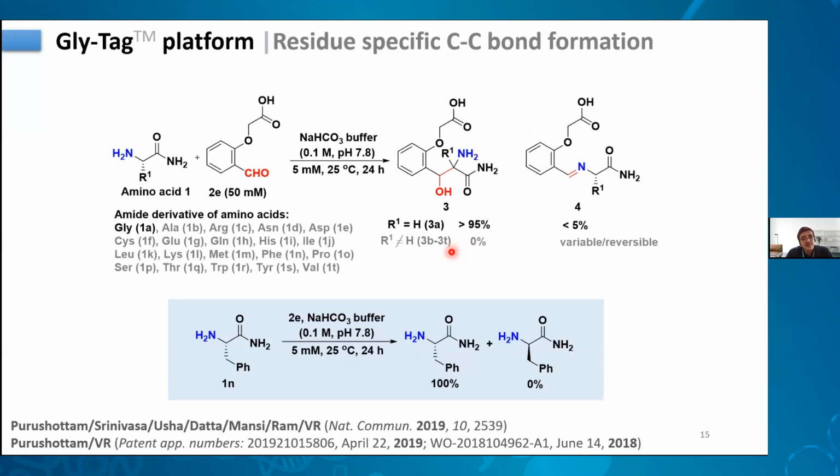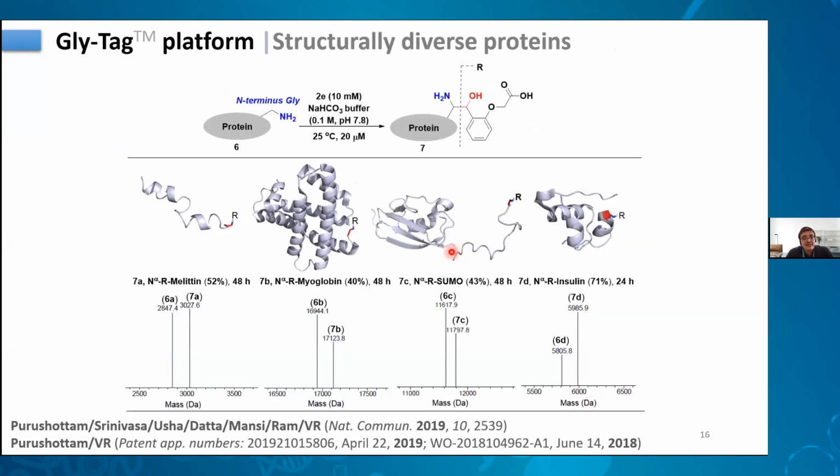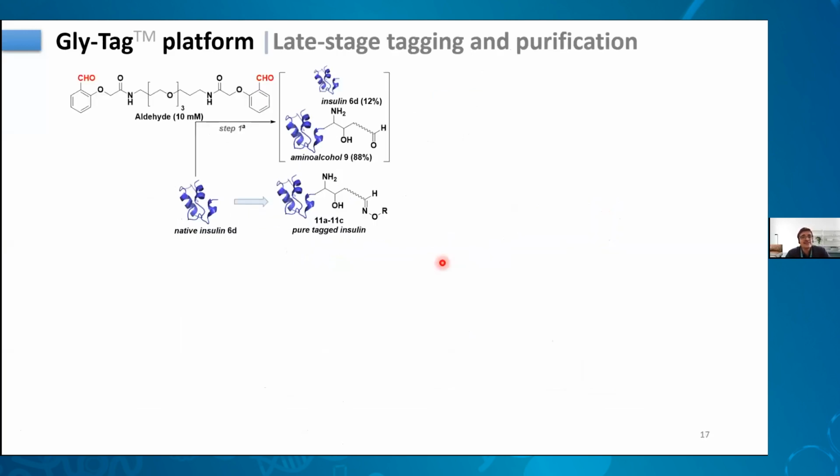And we took this technology forward and demonstrated that we can apply it to various proteins, and it just works pretty smoothly with all of them. And the fact that you can express recombinant proteins with N-terminus glycine pretty conveniently, such as SUMO in this case, made it a far more general methodology for expressing proteins and tagging them with high specificity. Besides, you can club it with a late stage tagging platform that can also allow you purification.